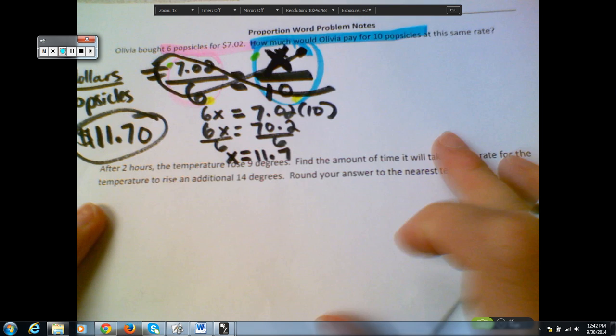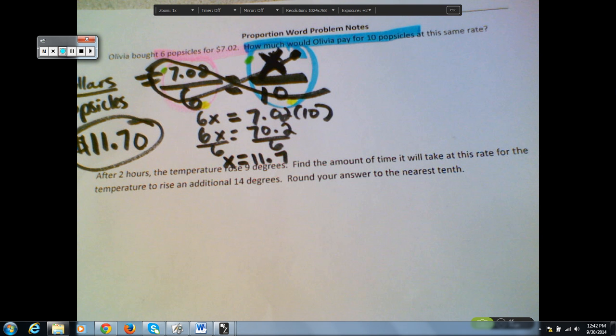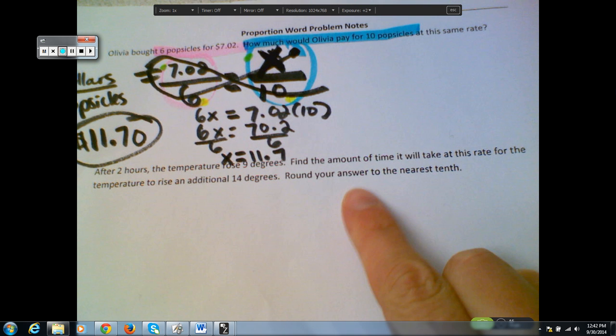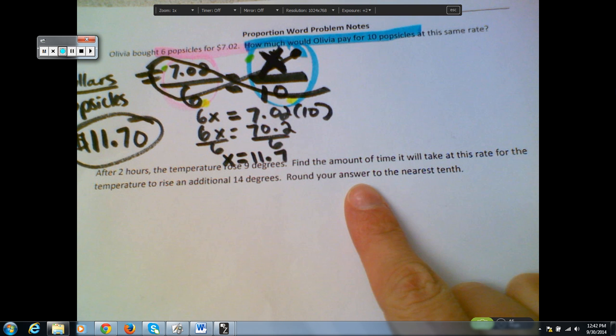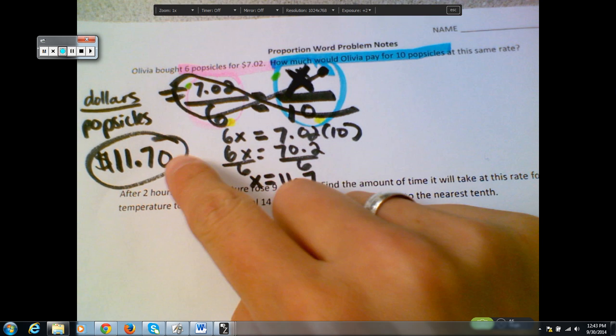Now, the second problem: after 2 hours, the temperature rose 9 degrees. Find the amount of time that it will take at this rate for the temperature to rise an additional 14 degrees. Because we're talking about the same rate again, equal rates, we're going to be able to set up a proportion. I know this one isn't going to have a nice neat answer because it says round your answer to the nearest tenth. Let's stop for a second and go back to this problem.